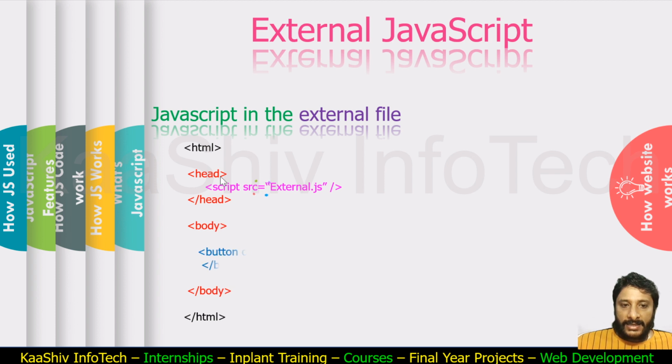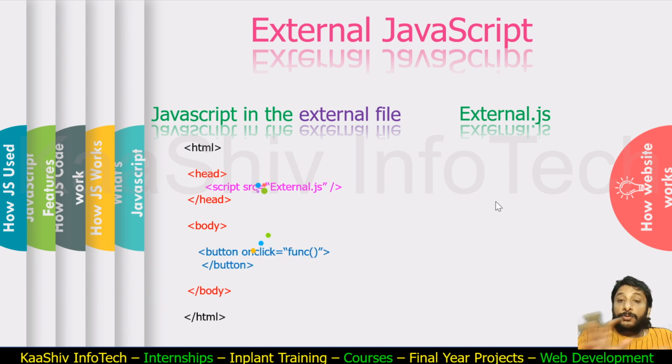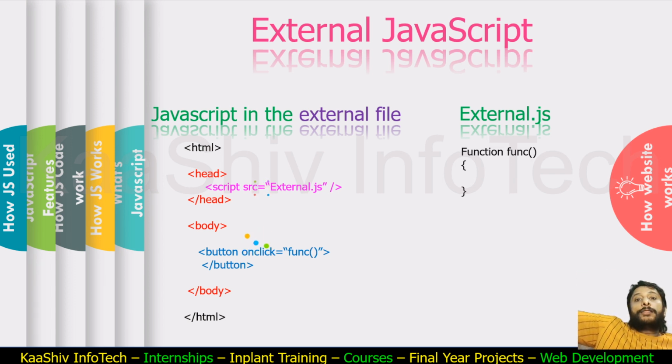So in the head tag, I called external.javascript. That is another file. And in the button, you got an on-click event, a function. The function is written in the JavaScript file here. So the code is written somewhere. From here, I'm trying to call that code. That is how it works. You can see how it works.